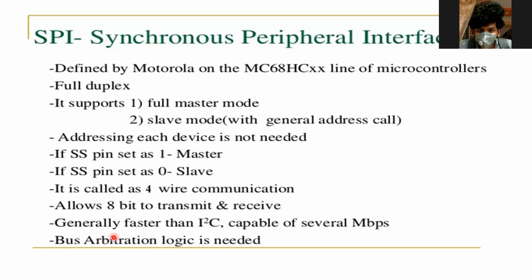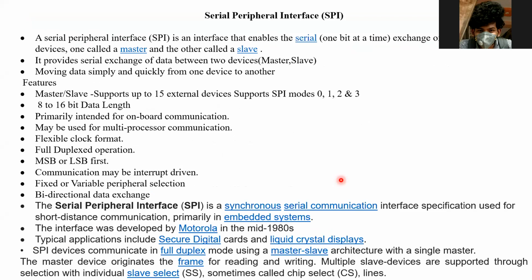And bus arbitration logic is needed. I told you what arbitration is. It will check the priority; the logic is there. But that bus arbitration is not in I square C. Can you understand or not? So this is all your introduction part about SPI. So that is what I have listed out.